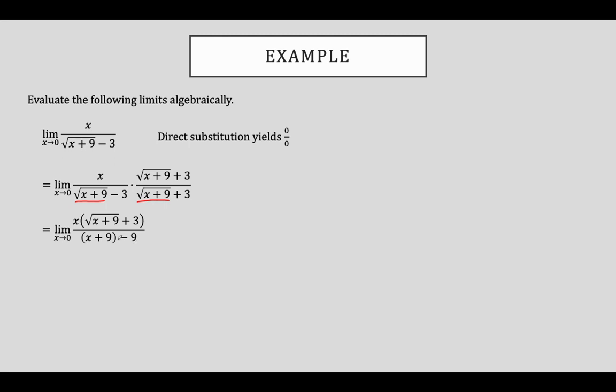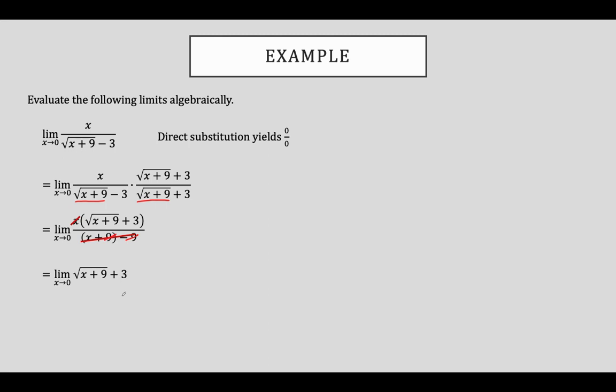Well, we can continue to do some algebraic simplification here. 9 minus 9 equals 0. And at this point, if we try our direct substitution again, we still get 0 divided by 0, but this x and this x are a common factor, and we can now divide those out. So, dividing out the x in the numerator with the x left over in the denominator, and simplifying our limit, we now have the limit as x approaches 0 of the square root of x plus 9 plus 3.